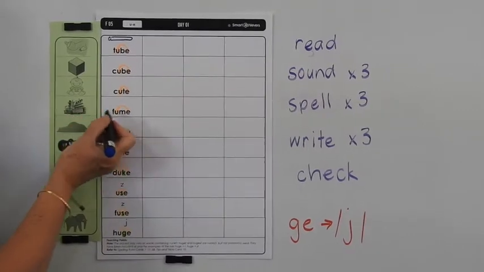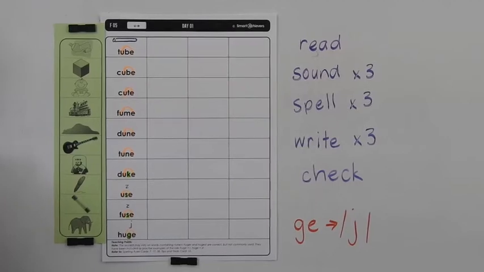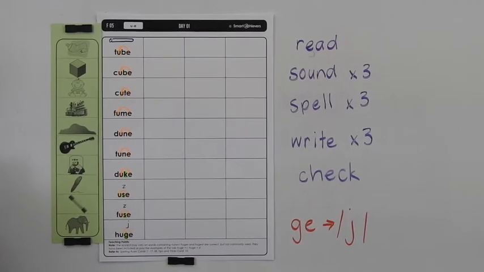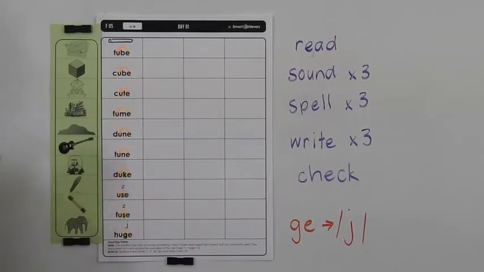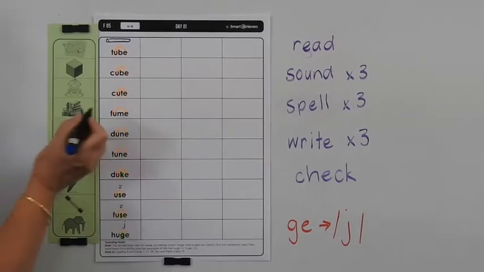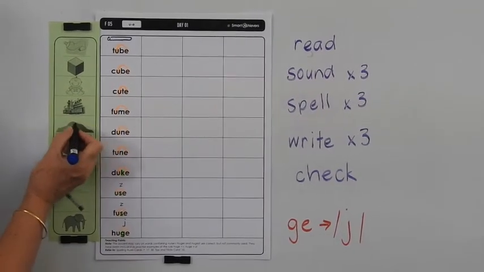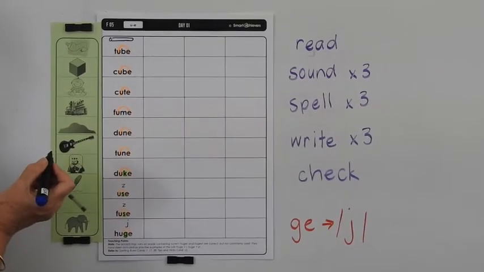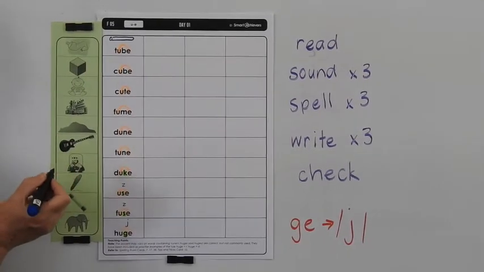Fume is like the smell of something, so the fumes that come away from a factory. Your mum might wear perfume, which is a nicer smell. You get fumes from a fire, or if you burn something, it's not really a very nice smell sometimes. Dune is like a hill of sand. So if you go to the beach, sometimes you'll see sand dunes. They're hills made of sand.